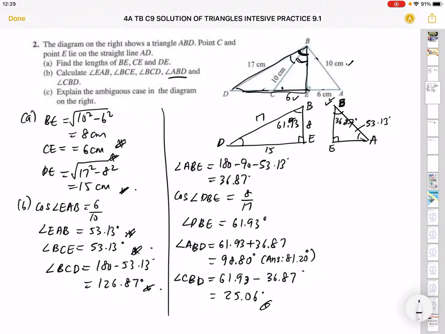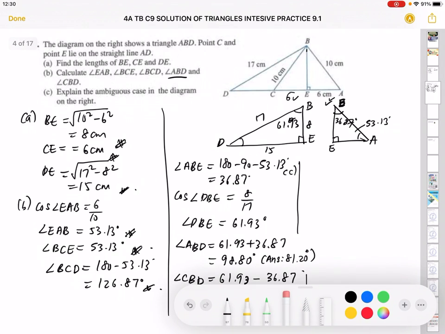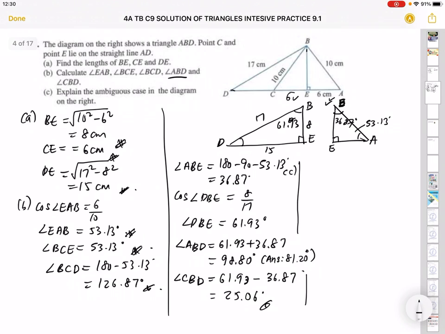Okay, lastly, explain the ambiguous case in the diagram. Now we know ambiguity happens when the opposite side of a given angle is shorter than another given side. So here we have two possible triangles. Ambiguity means the existence of two possible triangles with the same measurement. So let's focus on the first triangle, the big triangle. This is the first triangle, right?